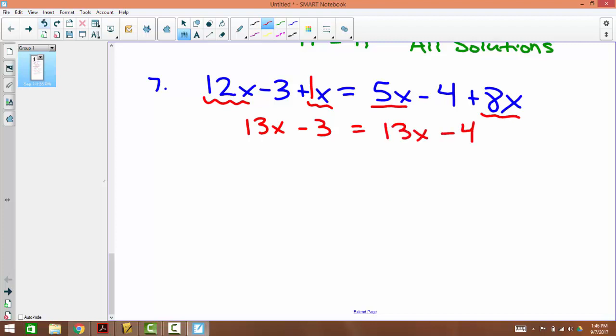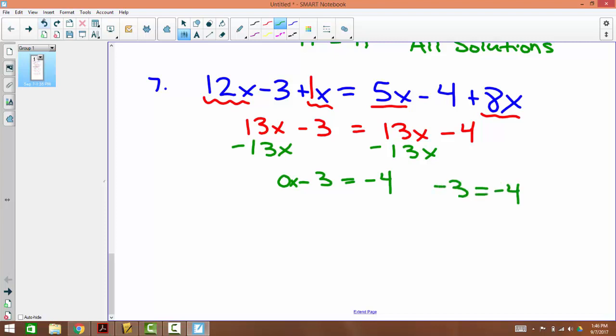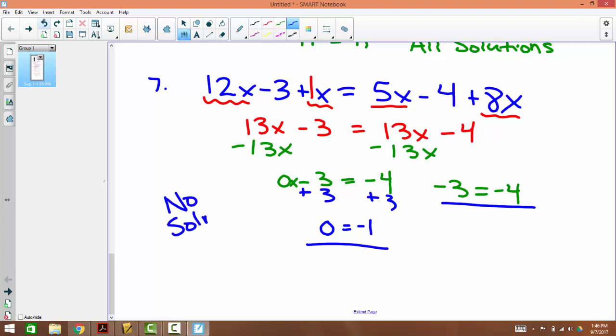And then again, when we put all of the letters on one side, all of the letters cancel. So you get 0x, you don't even need to write that, minus 3 equals negative 4. So it's negative 3 equals negative 4. If you kept going and added the numbers, you would have 0 equals negative 1. Still, it doesn't work. So no matter how you're solving this, it doesn't work, and that's why there's no solutions. There is no number that would make this work.